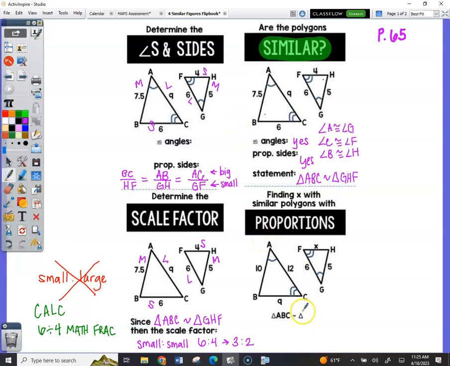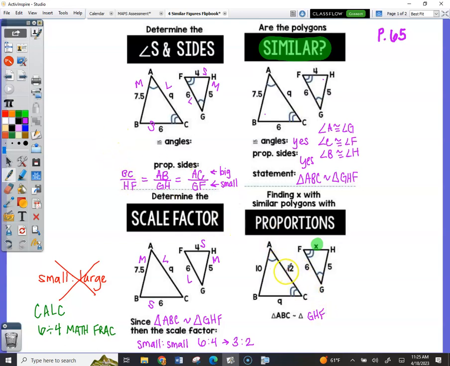The picture's changed, different lengths, and this time we have an unknown value. So here's another approach with similar shapes. You can find the missing side length of one of them by using a proportion. Right here it says triangle ABC is similar, and we already know that it's triangle GHF. They just changed the numbers. It's the same correspondence, so we can set up a proportion.